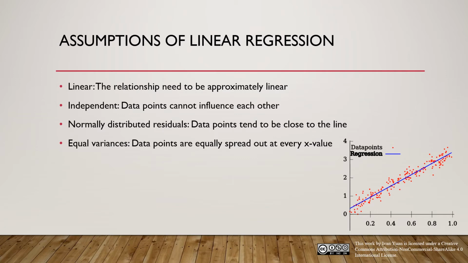Third, normally distributed residuals. This means that the data points tend to be closer to the best fit line, more concentrated toward the line and less concentrated away from it. Finally, equal variances. It is a really important assumption, and it is that data points are equally spread out at every x value. This basically means, for example, in the example on the bottom right, you can see that for x equals 0.2, the data points are spread out about plus or minus 0.5 away from the line, and at a value of x equals 1.0, it is also spread out about that much away from the line.